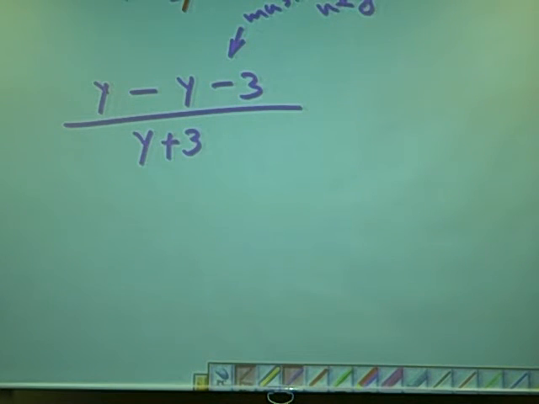Well, what happens to the numerator? Sydney? I guess you factor it. Well, you've got 1y minus a 1y. So what happens to those y's? They cancel, right. And so we have negative 3 over y plus 3.